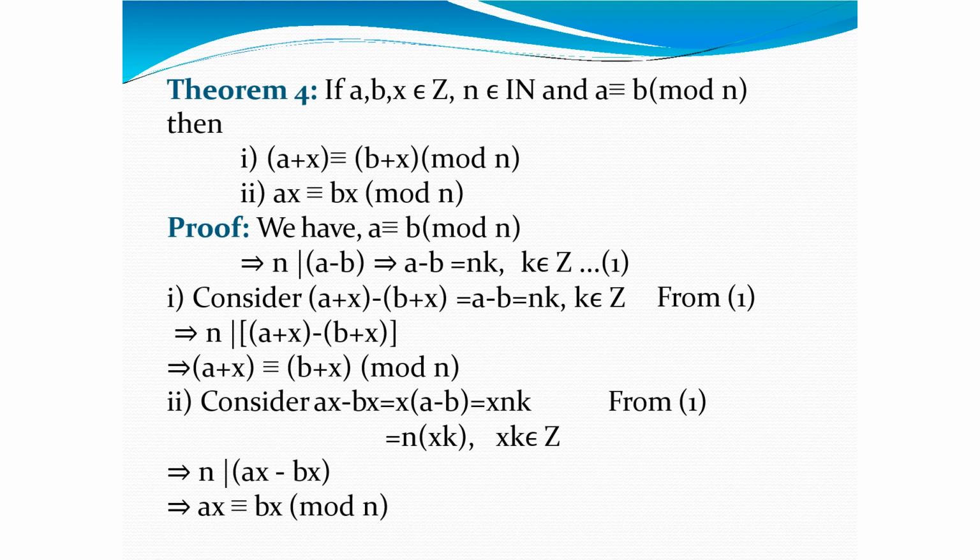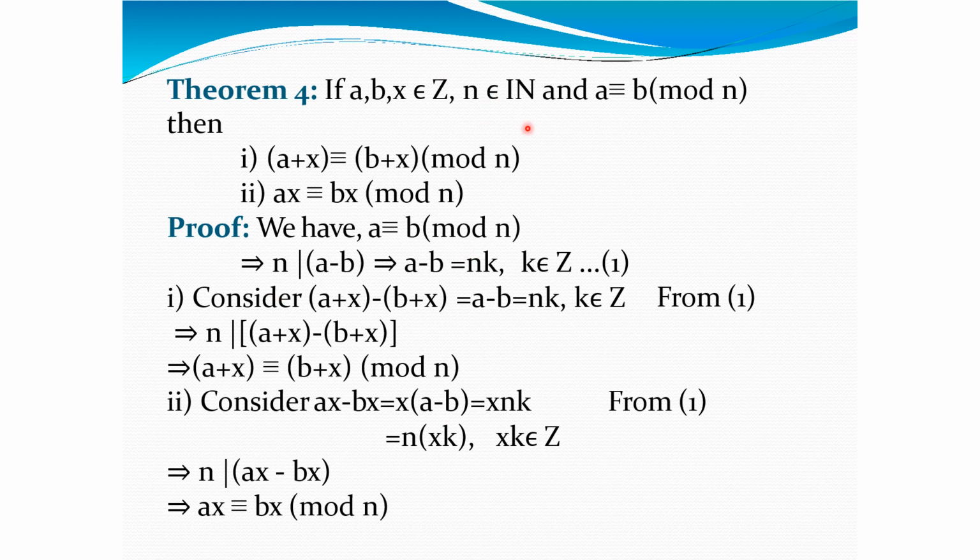Now see the next theorem. If a, b, x belong to Z, that means they are integers, n in N means n is a natural number, and a is congruent to b mod n, then a plus x is congruent to b plus x modulo n, and secondly ax is congruent to bx modulo n. Now the proof is very simple. We have to use just the definition and concept of divisibility.